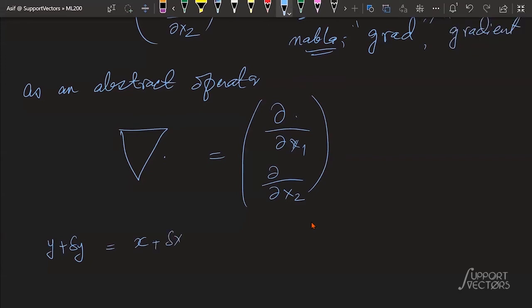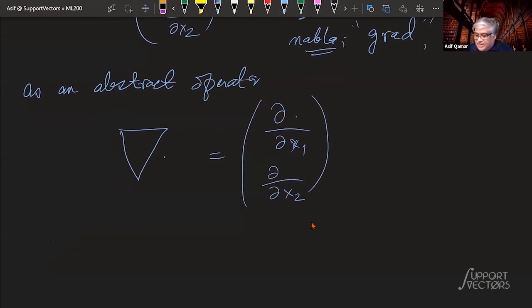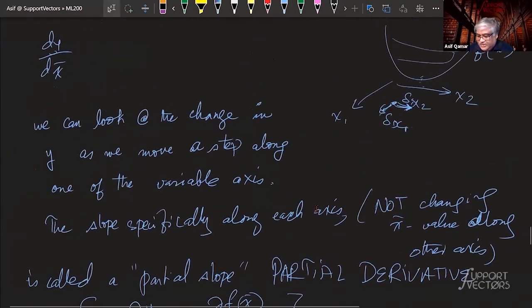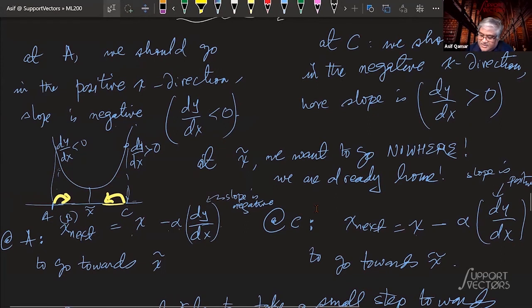Function of x plus delta x. So let me not go into the calculus, just take it as a fact of life. Delta y in one dimension, one variable, is dy over dx times the small change in x. The small change in y is the slope times the small change in x. The intuition is very obvious here.